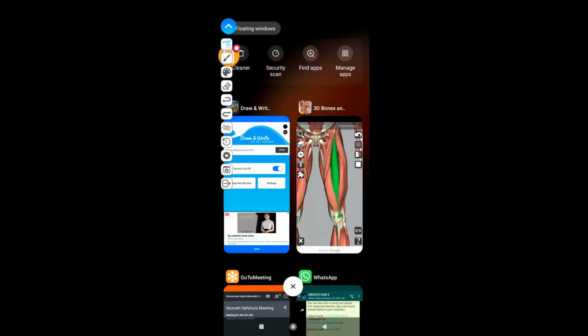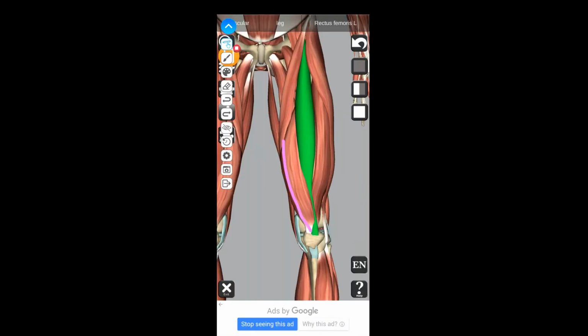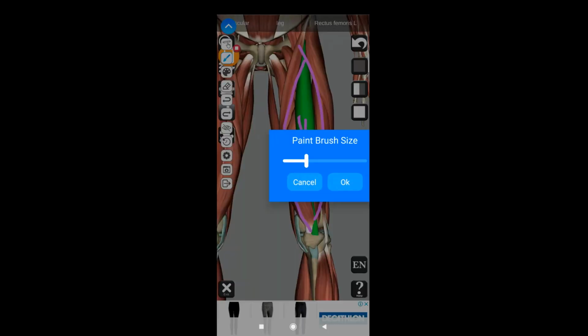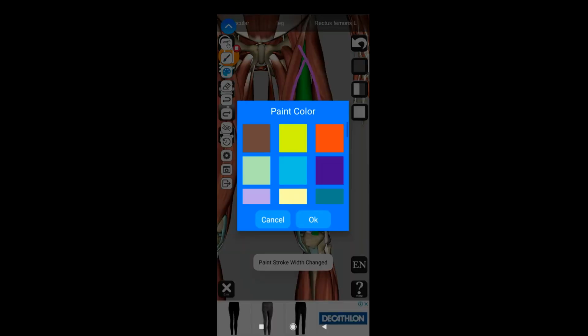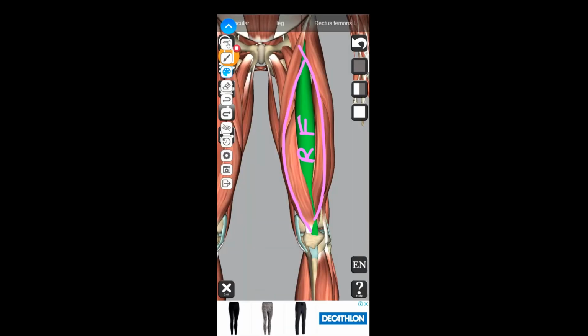So this is your quadriceps femoris. Okay. So this is your rectus femoris. Then below that you will be having three vastus muscles: vastus lateralis, vastus medialis, and below rectus femoris, vastus intermedius. Done. Quadriceps done.